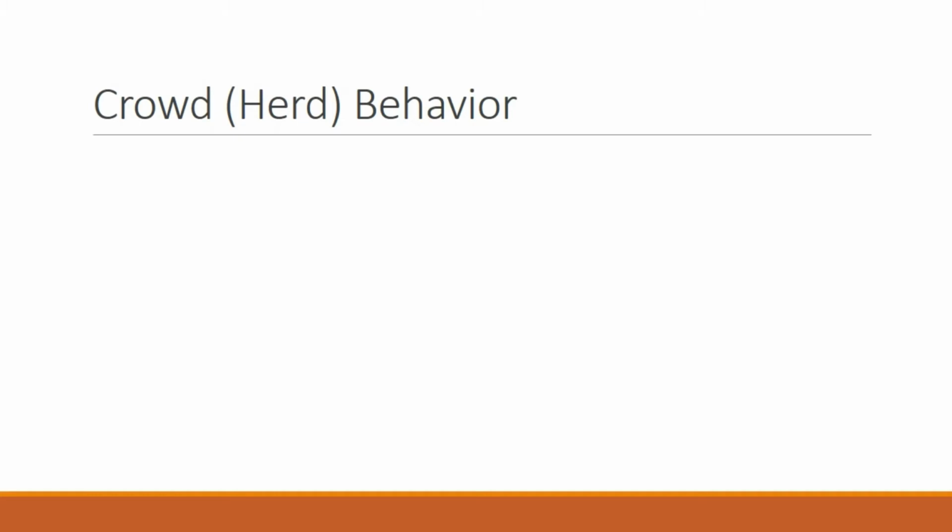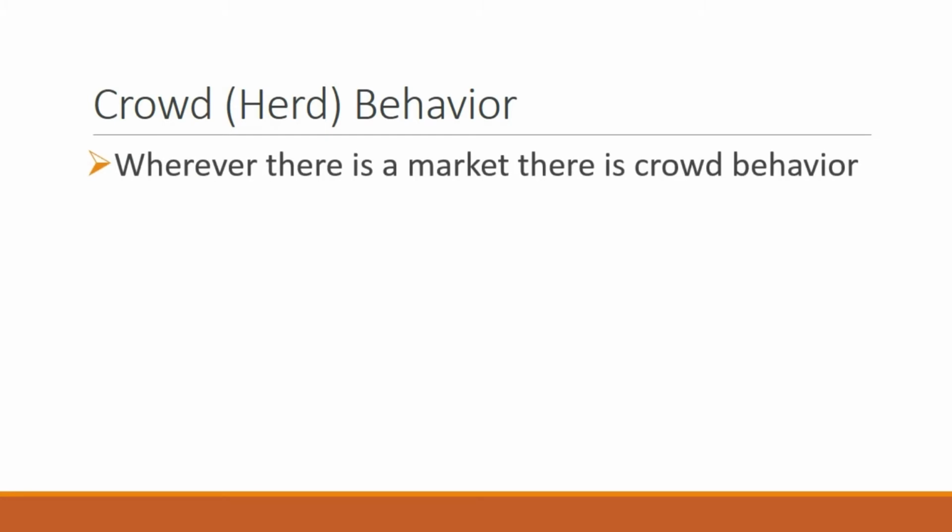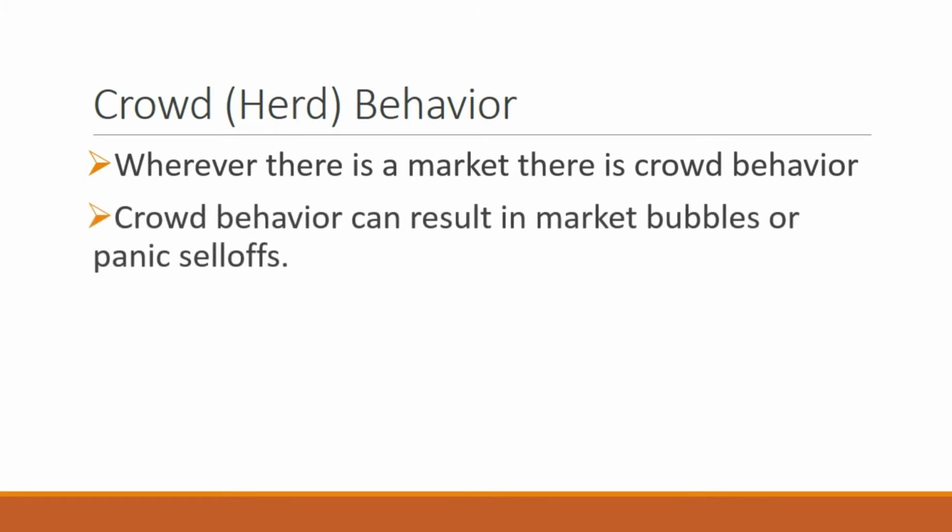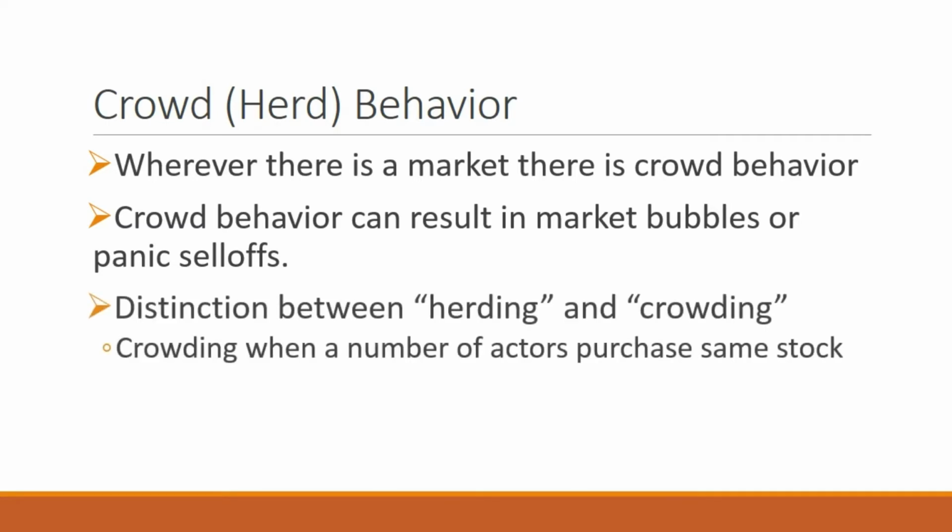The final emotional bias we look at is crowd behavior or herd behavior. Wherever there's a market, there is crowd behavior. We evolved as social beings, and seeking the approval of our social peers is very important to us. That means that crowd behavior is something that's part of our makeup, and normally that's a survival instinct. However, it can also result in market bubbles or panic sell-offs. If enough of a crowd all go in the same direction and there's social pressure of non-investors to invest in the same way, then that's how bubbles and panics can form.